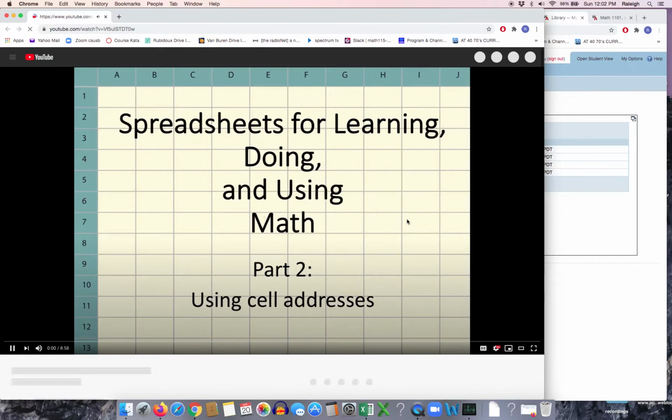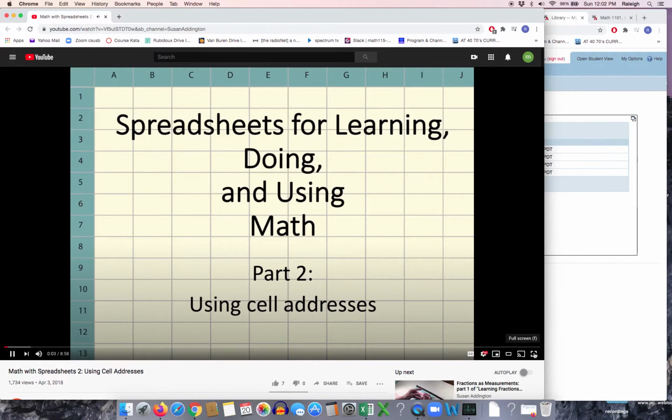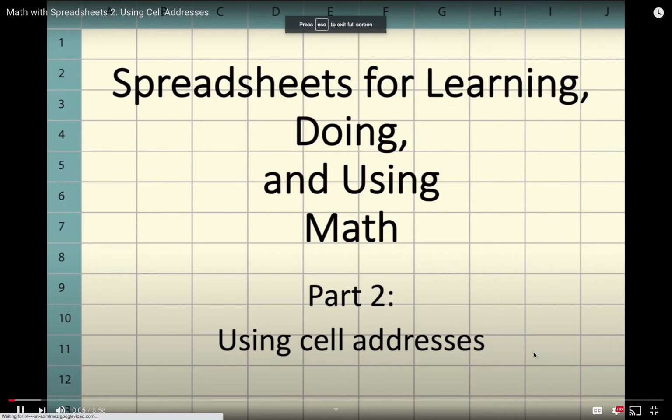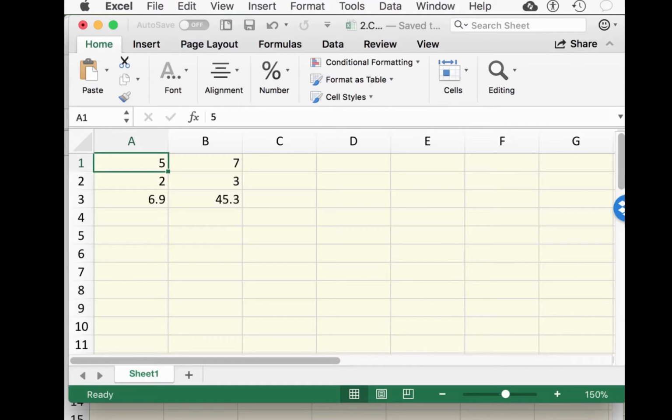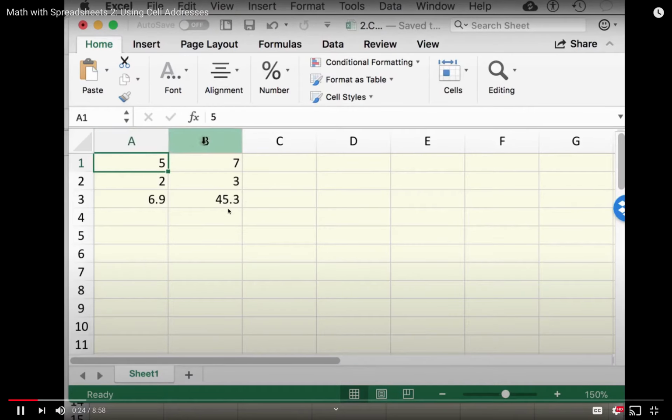This one is using cell addresses. And I'll paraphrase what Susan is saying, which you can hear on the separate video at another time, which I recommend you do to review this. So here we have a couple of columns, A and B. We put the 5 in the cell A1. As you can see, I've said A1. And then B1 has a 7. And then A2 has a 2, B2 has a 3, etc.